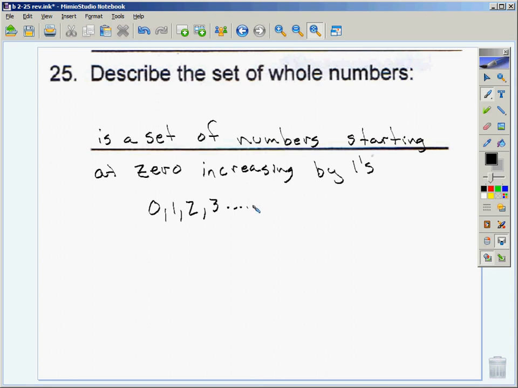Okay? What if they asked you to describe a set of rational numbers? It's the set of numbers that can be represented as fractions, period. If you can represent it as a decimal, it can be represented also as a fraction. Okay? Other questions?